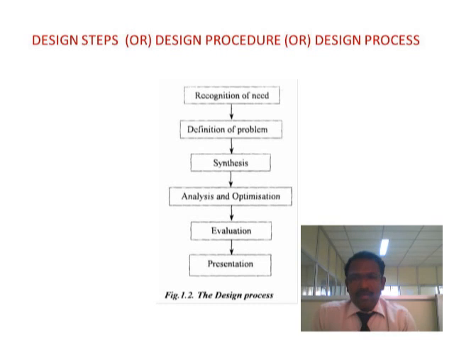So after that you have to go for prototype and testing. Okay, once we get satisfied results in testing, then we go for production. These are the design steps or design procedure or design process according to Shigley.